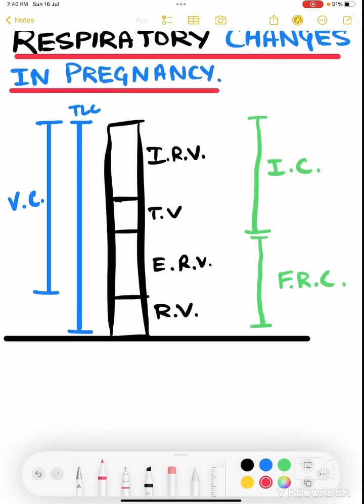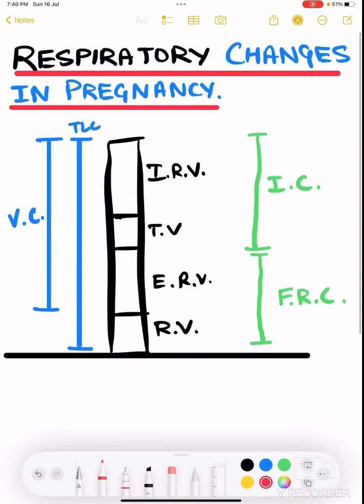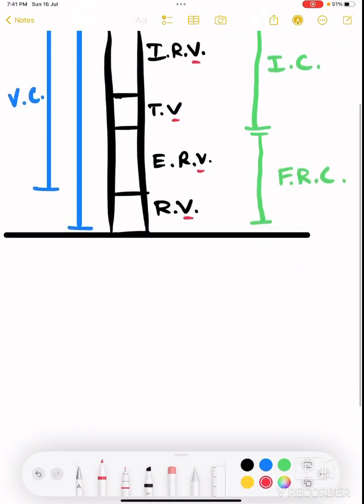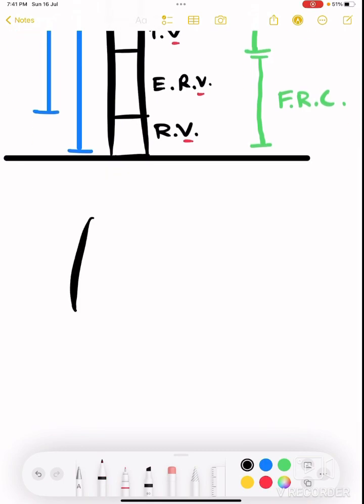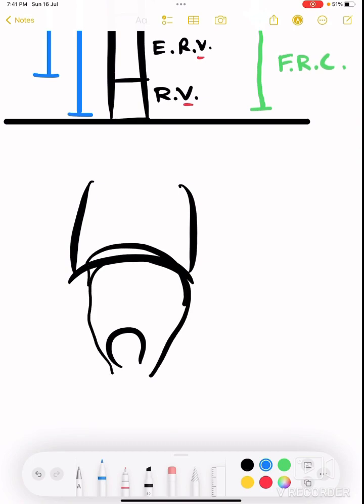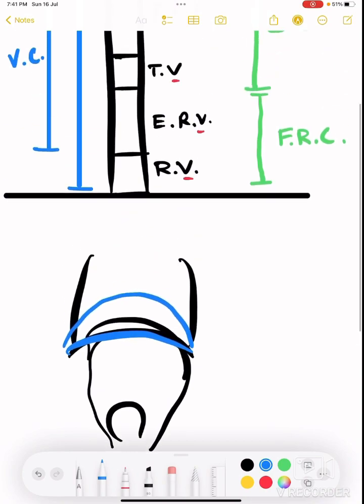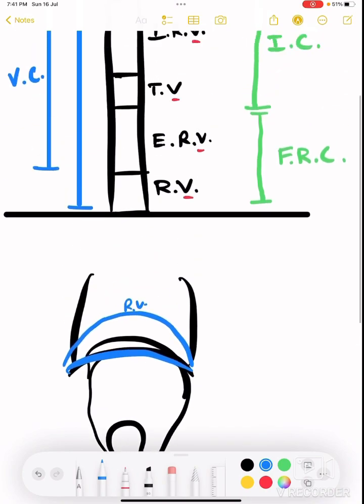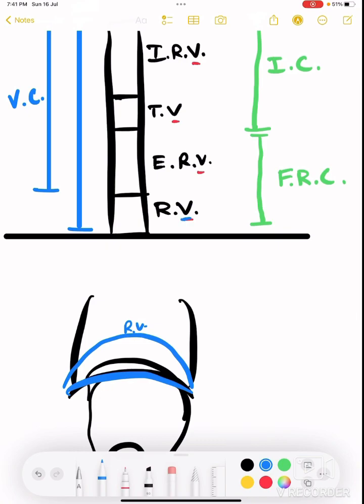Always remember that this is the most important part of the respiratory changes in pregnancy. First of all, we start with the volumes. Always remember the volumes first, then the capacities second. The lowest one is residual volume. Now see what will happen when there is pregnancy. This is our chest, this is the diaphragm, and this is the normal uterus. When there is pregnancy, the uterus will grow like this and push the diaphragm above. This is the normal diaphragm and now the diaphragm is pushed above. So the residual volume, the lowest volume, is the first volume that will decrease.